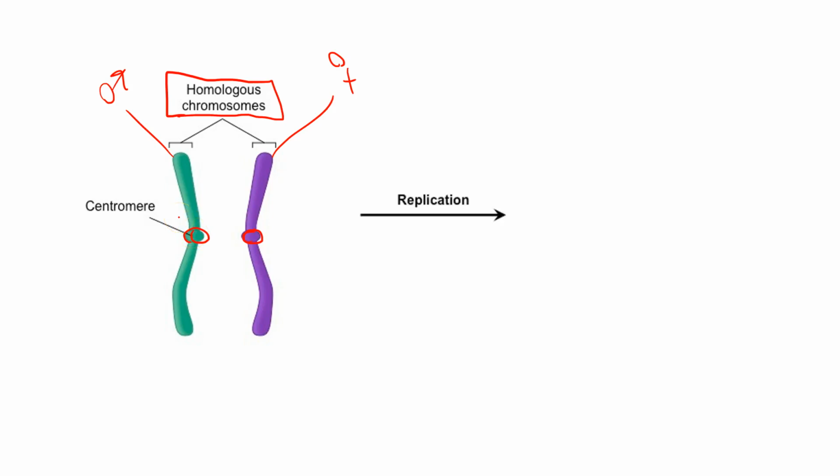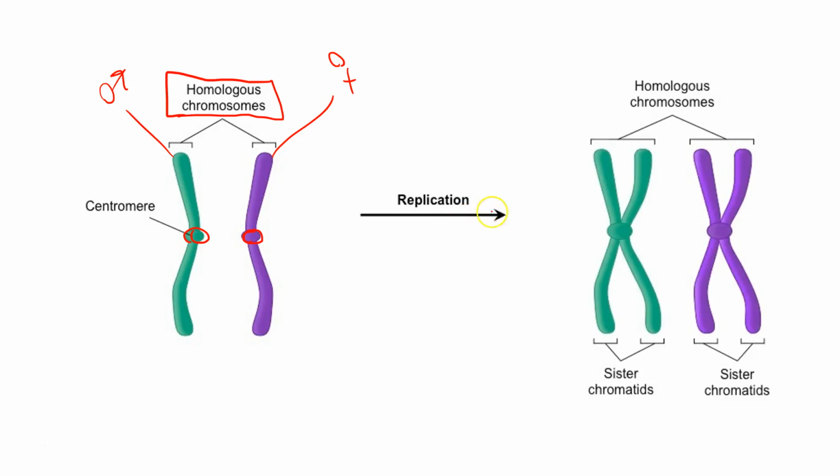So after the chromosomes go through the S phase, they will have replicated, meaning they'll look something like this. They'll have what are called sister chromatids. And what a sister chromatid is, this is an identical copy of the original chromosome.